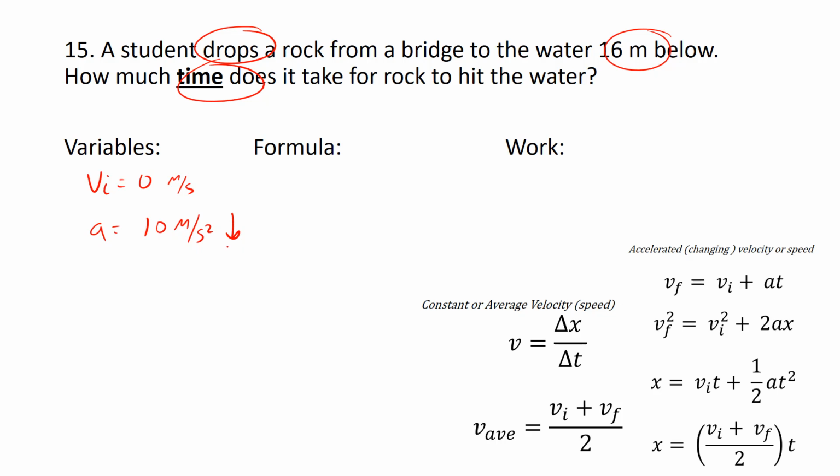Rather than having a symbol yet, because I'm going to try not to have a symbol if I don't need to. If all the directions are down, then I'm fine. I'm going to just use positive, and I know any sort of vector answer would also be down if it was positive. Okay, and so the displacement is 16 meters, and it's falling.